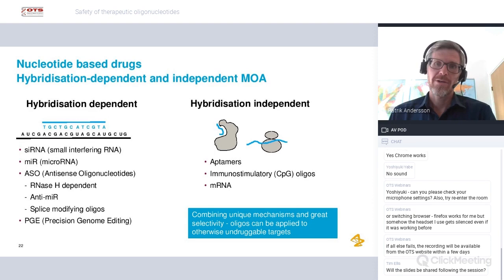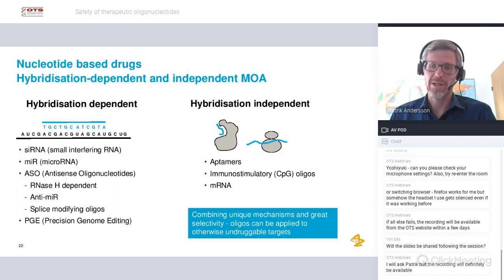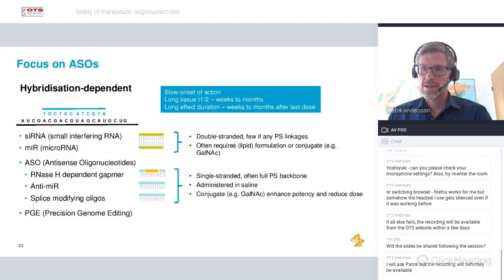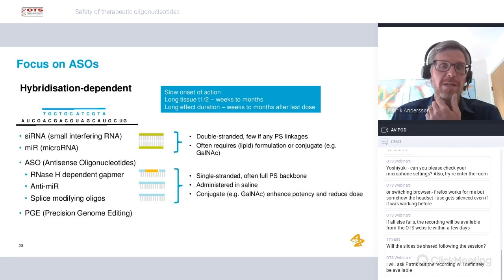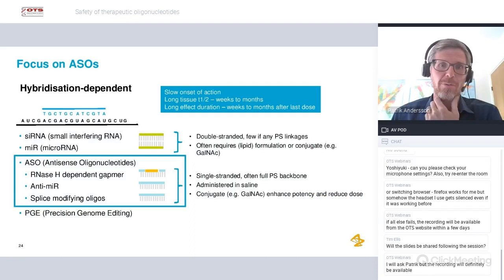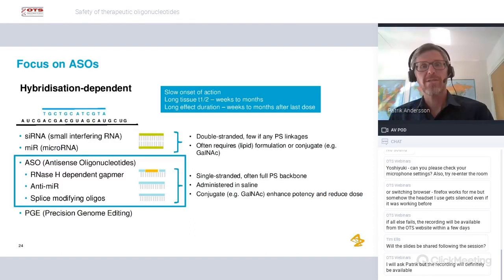However, there are nucleotide-based drugs that are not dependent on Watson-Crick hybridization, where we have aptamers, immunostimulatory oligos, and mRNA. So my focus will be on ASOs in this presentation, because that's where I have my own most experience. However, this is the place to mention that there are differences here in the design.